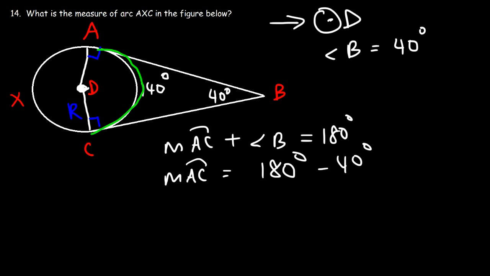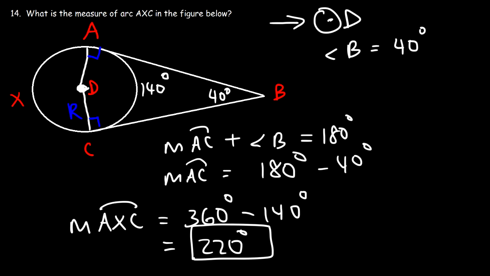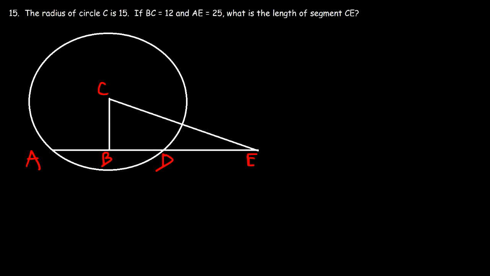Now we can calculate the major arc because those two arcs have to add up to 360. So arc AXC is going to be 360 minus arc AC, which is 140. And 360 minus 140 is 220. And so this is the answer. That's the measure of arc AXC. It's 220 degrees.